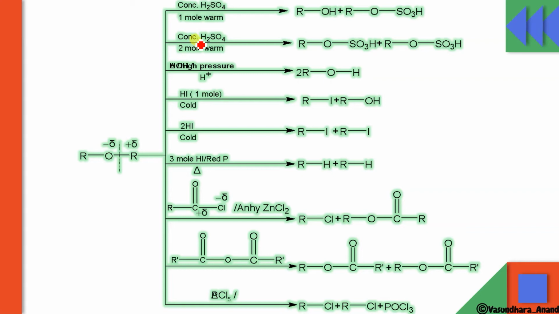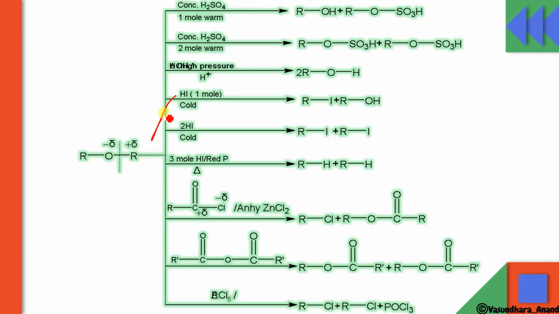If we are using 2 moles of conc H2SO4, then water will come out and both will give you the alkyl sulfonate, or sulfonic acid. If we are using high pressure in presence of acid, it will give you alcohol. Both will turn, that is, 1 mole of ROR will turn into 2 moles of alcohol. This is the important reaction.